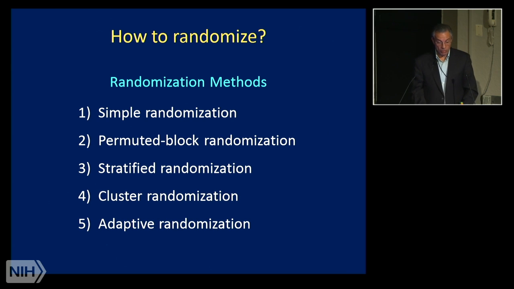Okay, so how to randomize, and I'm going to talk about 5 randomization methods. Simple randomization, permuted block randomization, stratified randomization, cluster randomization, and adaptive randomization. I'm going to talk about each one. They are the most common. These cover a huge portion of the randomization methods, but they're certainly not complete. There are others, but these are the most common ones that people use.